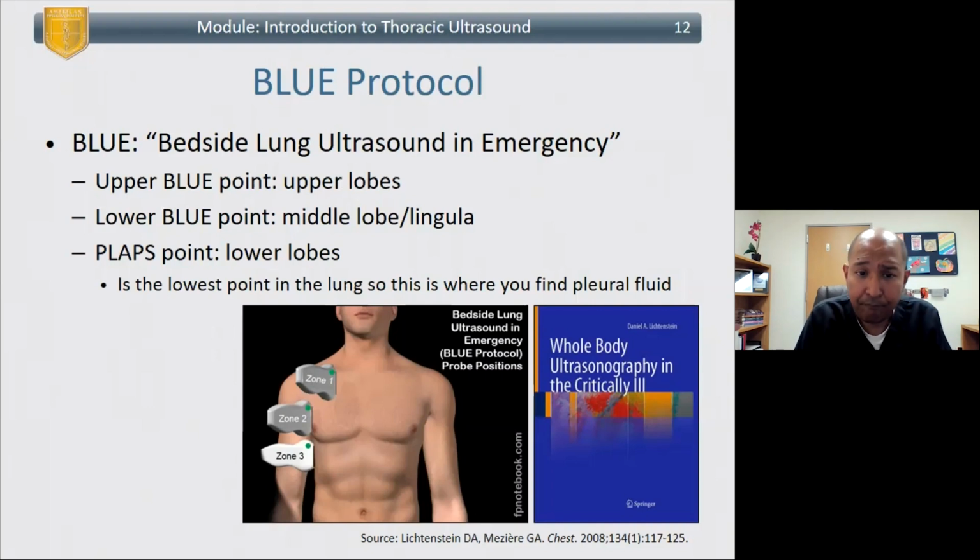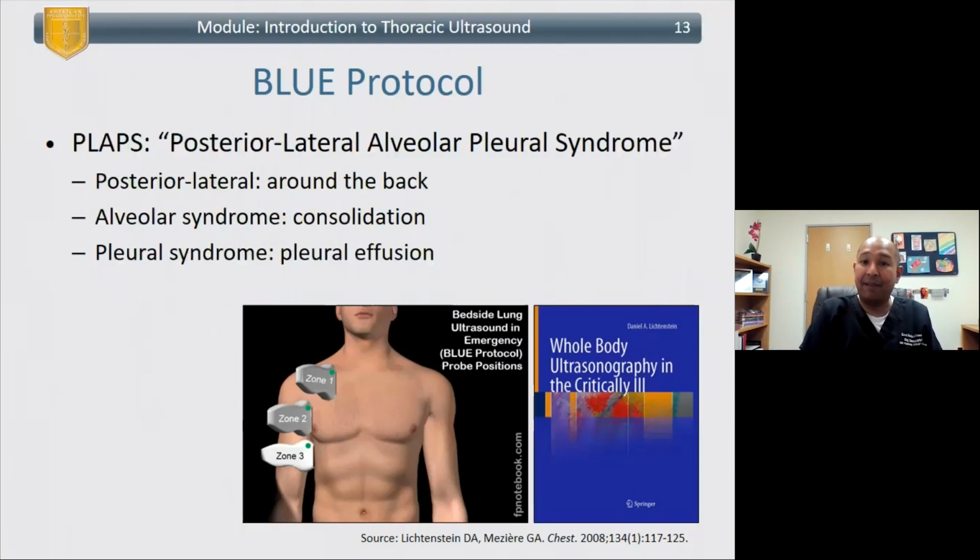So the BLUE protocol is one that really helps me evaluate if a patient's going to have what? A pulmonary etiology for their shortness of breath. I mentioned already there are three main points. There's BLUE point 1 called zone 1, BLUE point 2, zone 2, and the PLAPS point. PLAPS stands for posterior lateral alveolar pleural syndrome. Man, there's so many words. And there it is. And why is the probe down here? Because you want to look for pleural effusions, look for consolidations. And this is a nice, simple way with three main views to figure out, hey, does the patient have a pneumothorax? And could there be something else causing this patient to be short of breath?